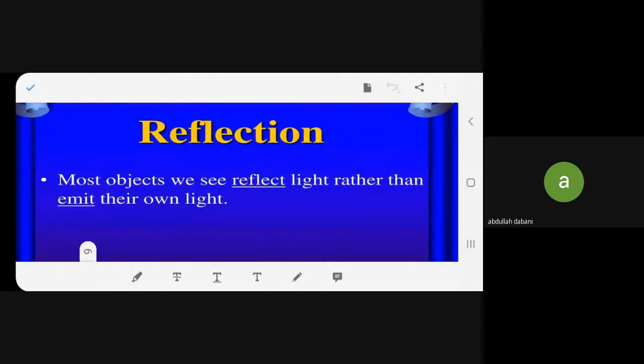Most objects we see reflect light rather than emit their own light. So, what are we seeing? That most objects that we observe, that we see, what are they doing? They are reflecting, and they are not emitting light. What does emission mean? Like if I see a bulb, it emits light. If I see a tube lamp, it emits light. The candle gives out light. Emits means giving out light.